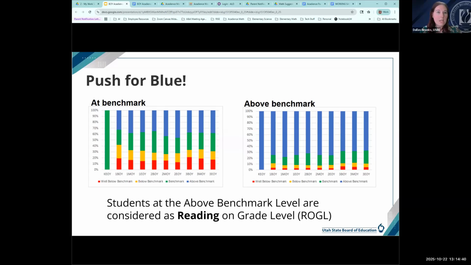Reading on grade level is saying that we are predicting these students are going to be successful with highly complex reading tasks, and that they'll also be proficient on the RISE assessment starting in third grade. And so that does correlate with a blue on the Acadience assessment, but just know that reading at benchmark on Acadience is not quite the same thing as reading on grade level.